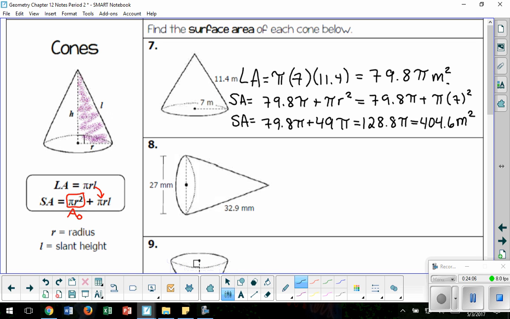Okay? The reason I did it that way is because you can combine the numbers when it's a pi, and you don't have to round. Because you can use the pi just like it's a variable. What's the m squared at the end? The units? Oh.